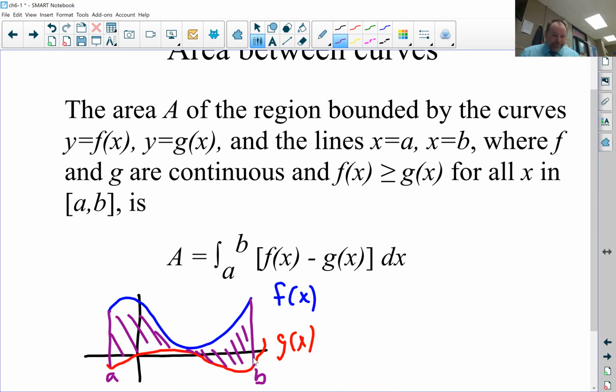Another way to think about it is you're finding the area between the function f and the x-axis. That would be the first part of our integral. And then you're subtracting the area from g to the x-axis to get the area between the two curves.